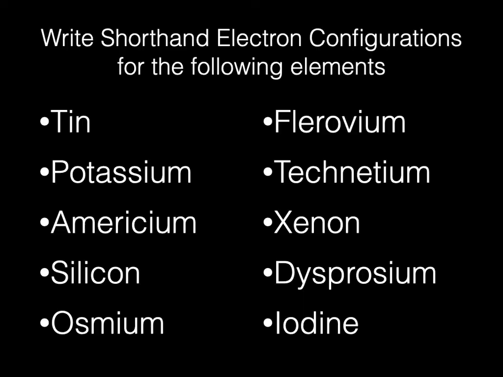Talking about these shorthand configurations, here are some elements that you could take a look at. You should grab a sheet of paper, you should grab your periodic table, and see if you can write noble gas electron configurations for these elements. You should pause the video and write those down, and then the next slide will be the answer key for those, but you really need to make sure that you can do these on your own. So go ahead and pause the video and see if you can get noble gas shorthand configurations for those elements.